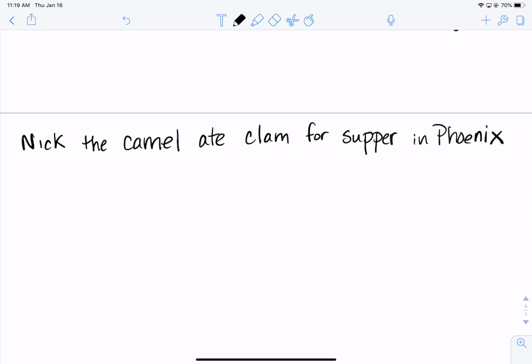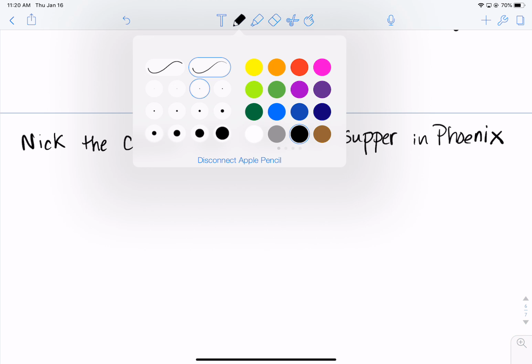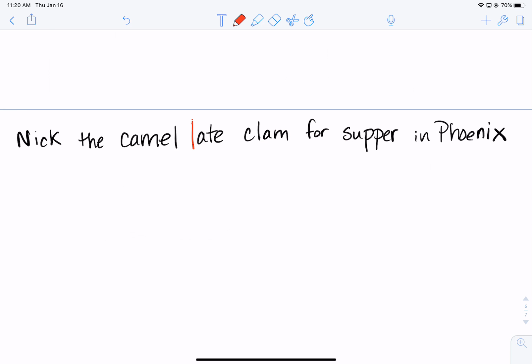So, Nick the camel ate clam for supper in Phoenix. Now, yesterday, did you notice, and if today you don't mind looking at your polyatomic chart, do you all notice that many of the names end in ate? They end in ate. Look, I'm putting a box around this. This mnemonic is a way to help you memorize the ates.